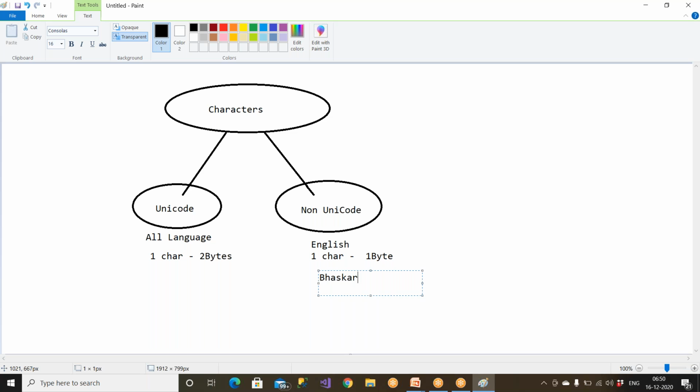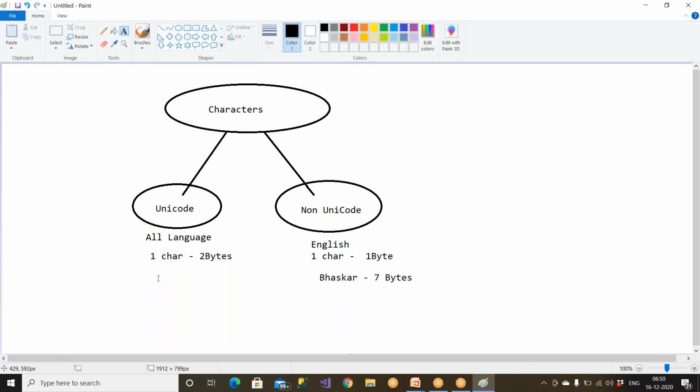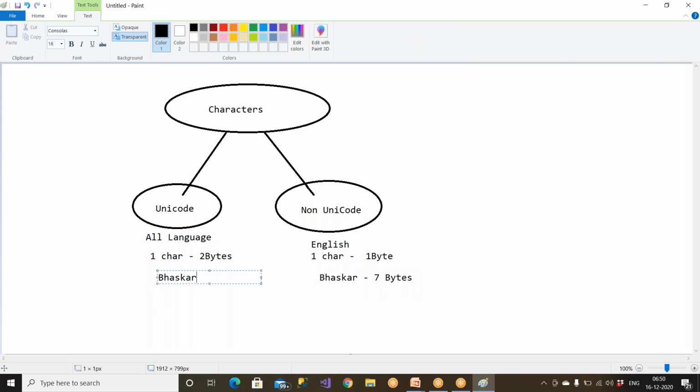For example, if I have Bhaskar, that is 1 2 3 4 5 6 7, it is going to occupy 7 bytes of space. Clear? But if I store the same Bhaskar here, it is going to take 7 into 2, 14 bytes. It's going to occupy that, even though I store it in English, because Unicode supports English as well. Clear? Plus other languages. So it is going to be supporting that.